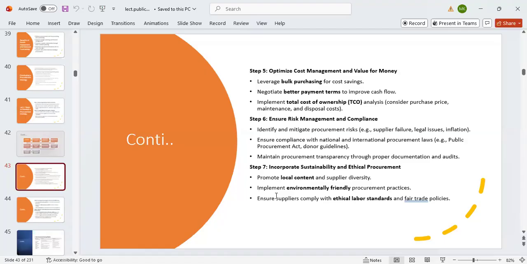Ensure that the suppliers comply with ethical labor standards and fair trade policies within the procurement proceedings, so that you can create value for money. We do not want to joke with sustainability issues when it comes to public procurement. So incorporate sustainability and ethical procurement principles into your procurement dealings. Any questions?